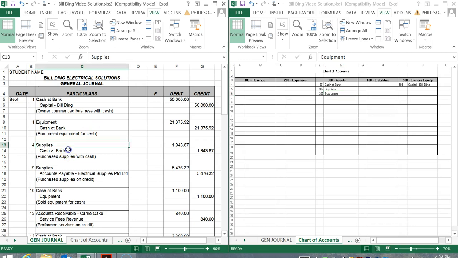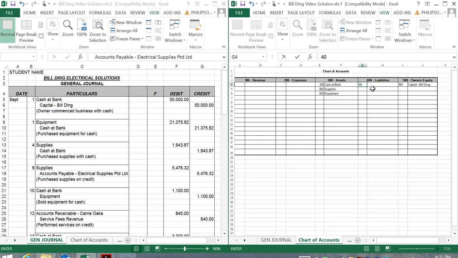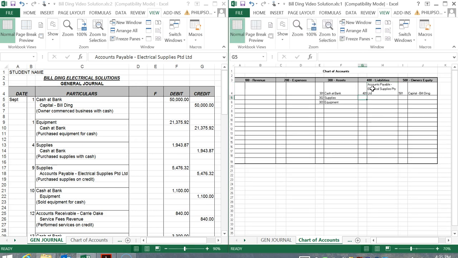Keep going down our list. Cash at bank we've already got, supplies we've already got, accounts payable, electrical supplies. Okay, so 401, accounts payable, electrical supplies, proprietary limited. Done.